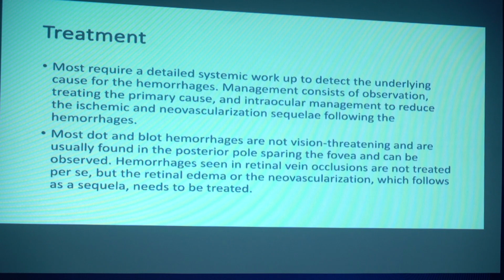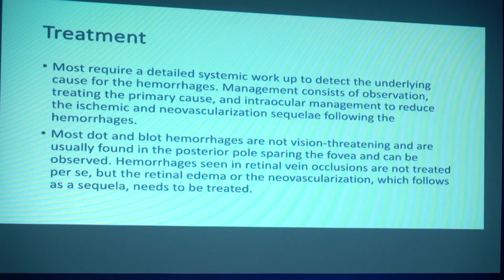As for treatment, most cases require a detailed systemic workup to detect the underlying cause of the hemorrhages. Management consists of observation, treating the primary cause, and intraocular management to reduce the ischemic and neovascular sequelae following the hemorrhages. Most dot and blot hemorrhages are not vision threatening and are usually found in the posterior pole, sparing the fovea, and can be observed. Hemorrhages seen in retinal vein occlusions are not treated per se, but the retinal edema and the neovascularization which follow, the sequelae, need to be treated.